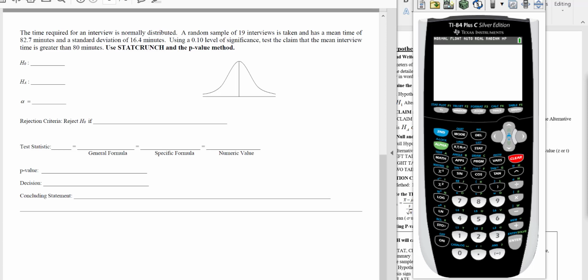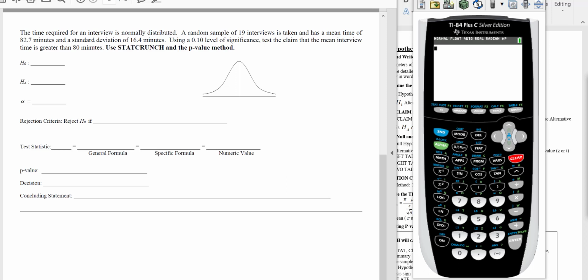The time required for an interview is normally distributed. A random sample of 19 interviews is taken and has a mean time of 82.7 minutes and a standard deviation of 16.4 minutes. Using a 0.10 level of significance, test the claim that the mean interview time is greater than 80 minutes.